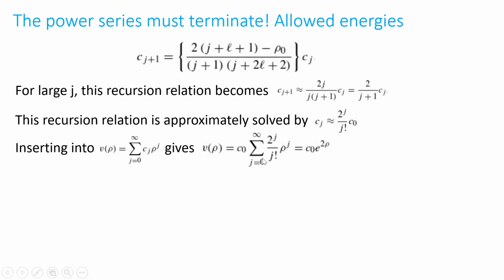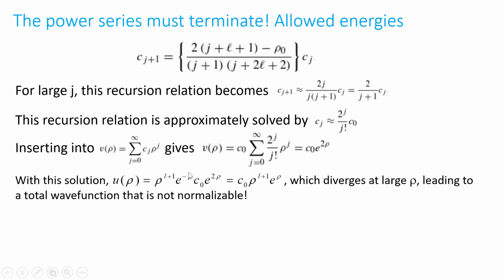e to the x is the sum of x to the J over J factorial, from J equals 0 to infinity. So here playing the role of x is 2 rho. So this would become C0 times e to the 2 rho, since it's 2 rho that's being raised to the jth power here. Okay, so now we've got the v of rho. Assuming the series has a lot of terms in it, it would go as e to the 2 rho. So what does that tell us?